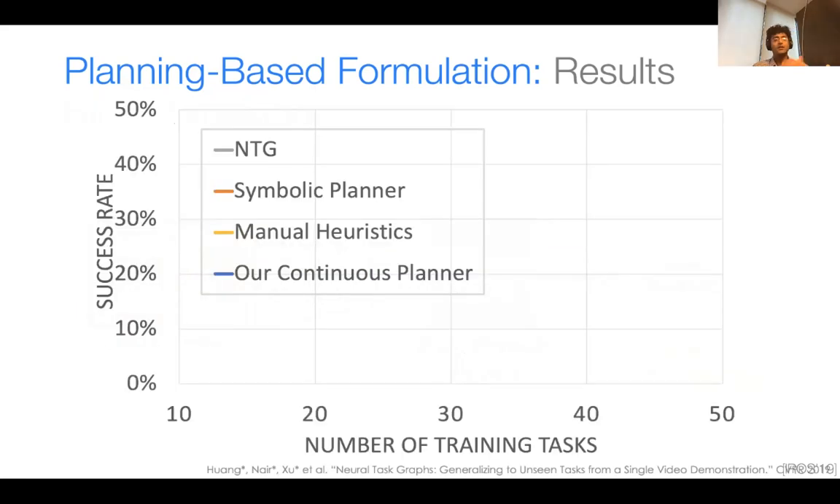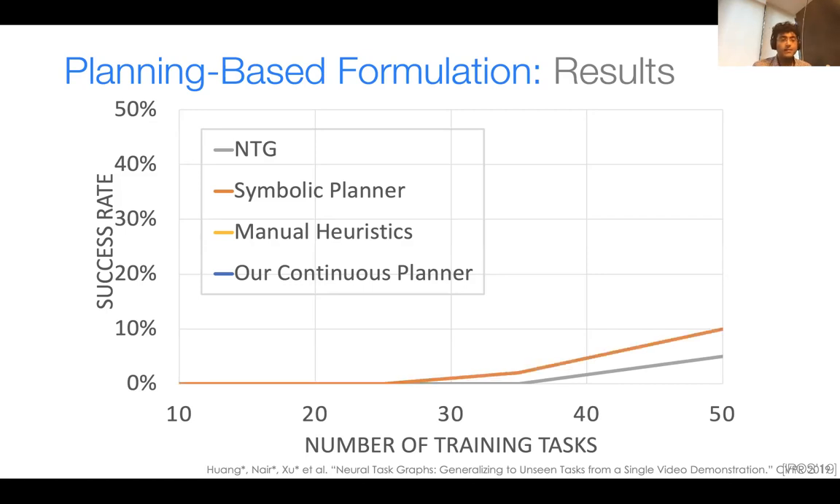In this case, we compare it with four different heuristics. One baseline is the NTG baseline, which we know can do very well, but at very high data regimes. In the data regime of just 50 training tasks, the performance is actually rather low. We can have a better baseline where we have a symbolic planner. We can take the output of the symbolic grounding network, discretize it, and pass it to a symbolic planner. We notice that it only results in a minor uptick.